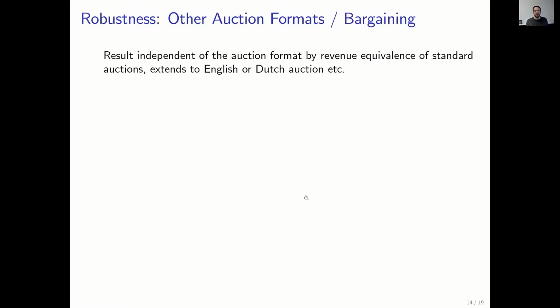Okay, robustness. So first, this is the first price auction with a known number of participants, and we understand this is revenue equivalent to all standard other auction formats, English auction, Dutch auction, and so on. I like the first price auction because it's very natural. I take the best offer, which seems to reflect how many markets work.